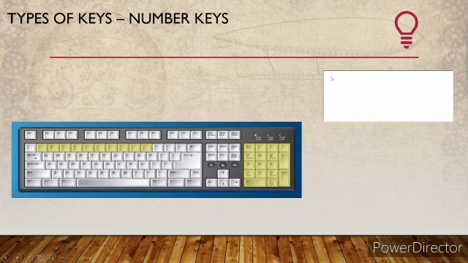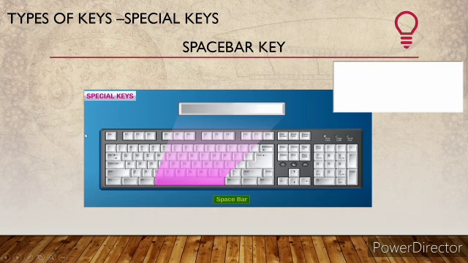Shall we type the numbers? Let me type the number 1, 2, 3, 4, 5, 6, 7, 8, 9, then 0. So using the number keys we can type numbers. Shall we see the next type of key? Yes, children. So there are so many special keys on the keyboard. Now let's see them one by one.